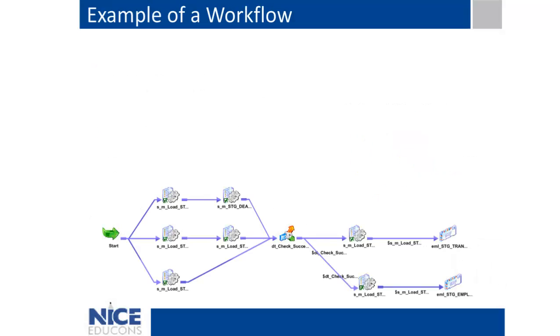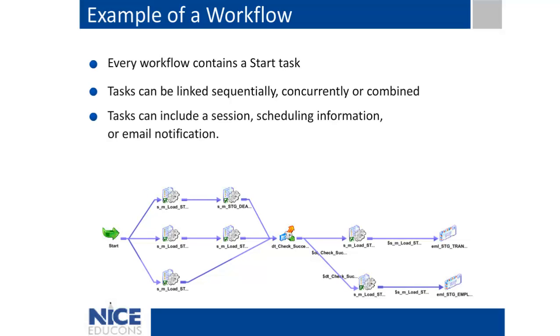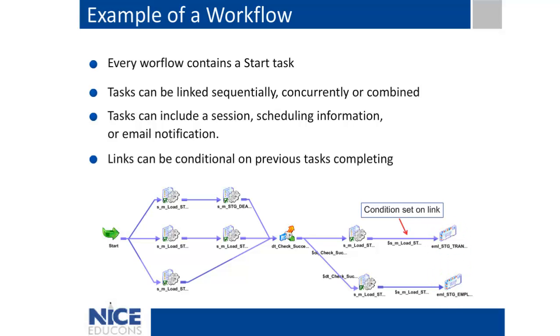Take a look at this example to understand how a workflow is created. Every workflow must contain a start task which represents the beginning of the workflow. After you have created tasks in the task developer or workflow designer, you connect these tasks with links to create a workflow. The tasks can include a session, scheduling information, or email notification. You can specify conditions for the links so that they run only if the previous tasks run successfully.